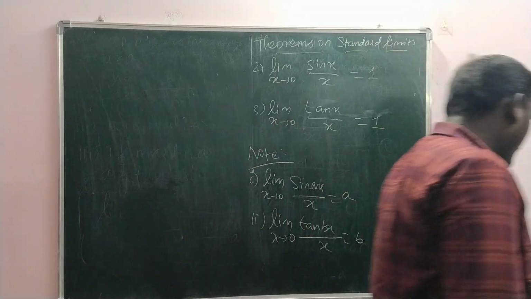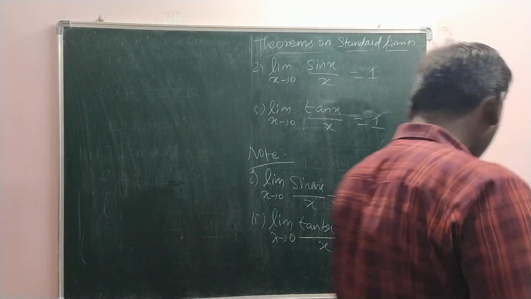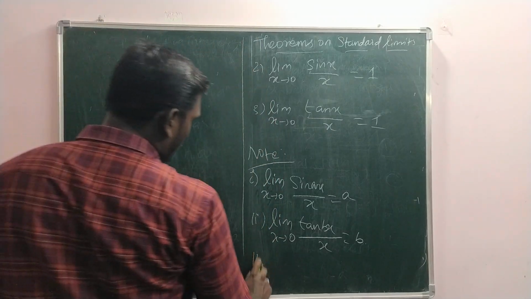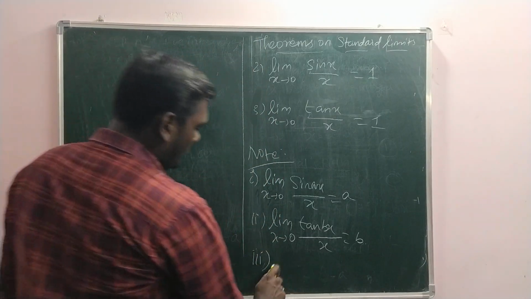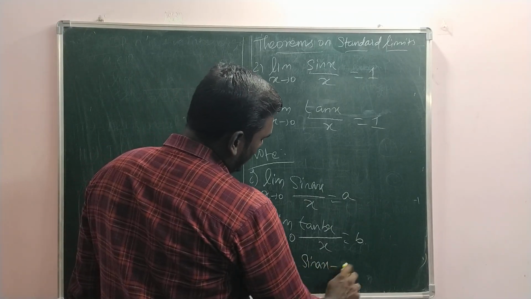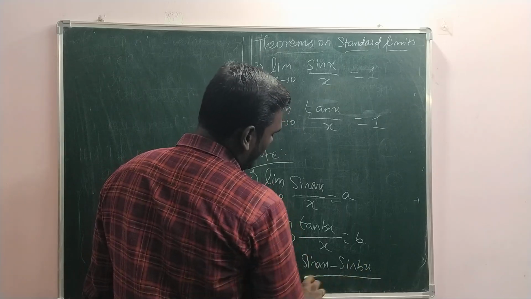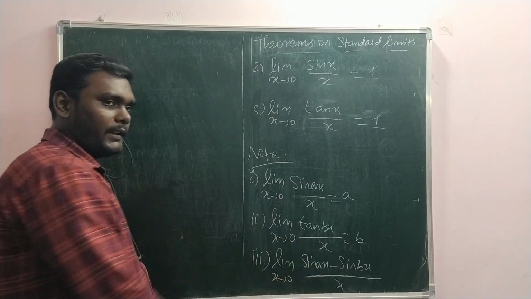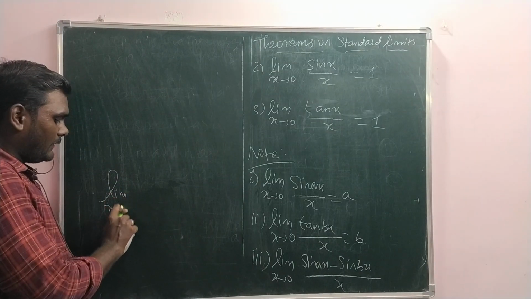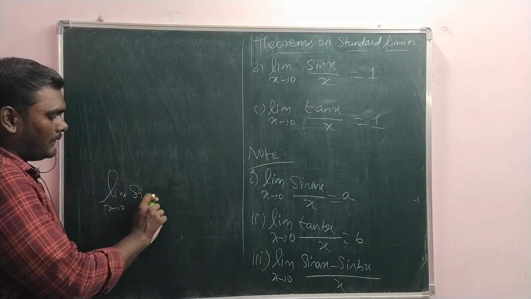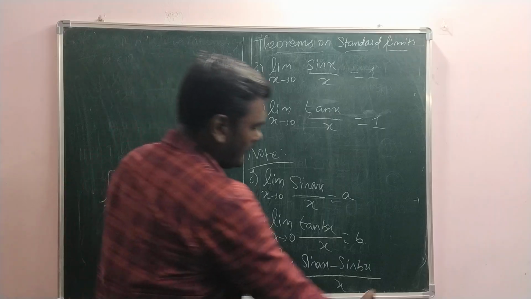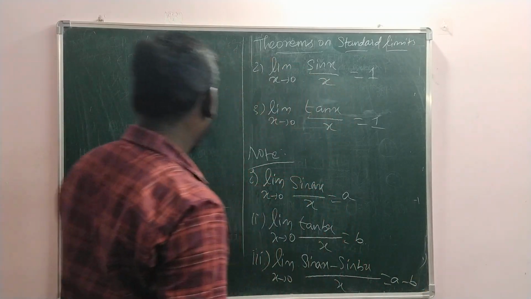And a few more results are there. The third one: limit x tends to 0, (sin ax - sin bx) / x. Then we can split this, right? It will be split like limit x tends to 0, sin ax by x minus the same limit sin bx by x. So that is a minus b.